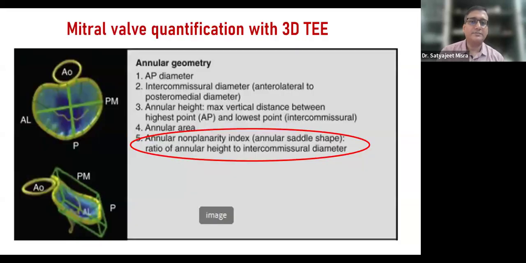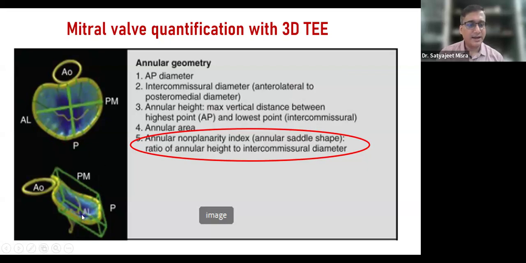Whereas where 3D plays a role is that there's a wonderful tool called mitral valve quantification that's available on both the GE and the Philips platforms. And this mitral valve quantification tool allows us to do a plethora of measurements. For example, you can measure the anteroposterior diameter. You can measure the intercommissural diameter from the anterolateral to the posteromedial papillary muscle.